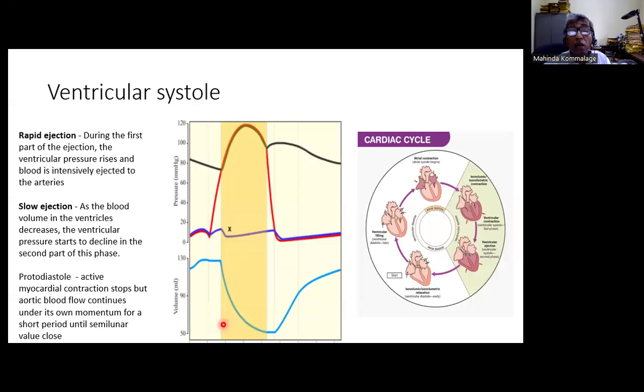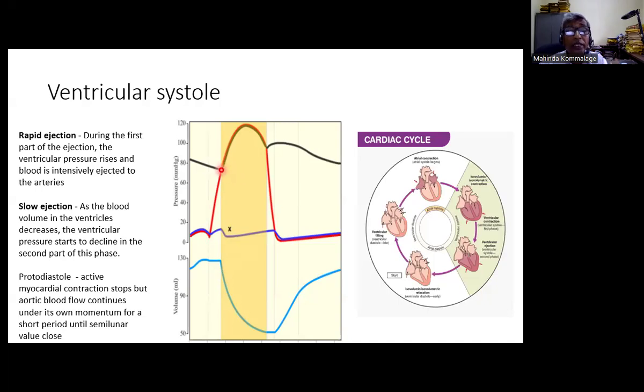Okay. So now, at this point, as I mentioned, which valve will open? At the end of the isovolumetric contraction, which valve will open? Aortic and pulmonary valve. Yes, very good. Aortic and pulmonary valve open.